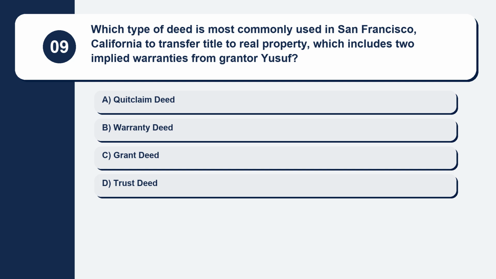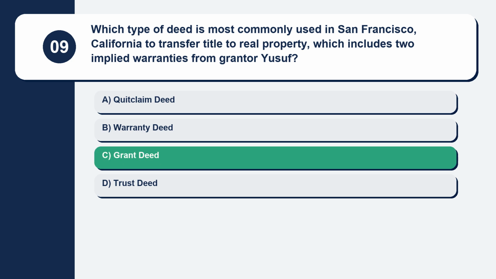Question 9. Which type of deed is most commonly used in San Francisco, California to transfer title to real property, which includes 2 implied warranties from grantor Yusuf? Here are your options. Option A, quitclaim deed. Option B, warranty deed. Option C, grant deed. Option D, trust deed. The correct answer is option C, grant deed.